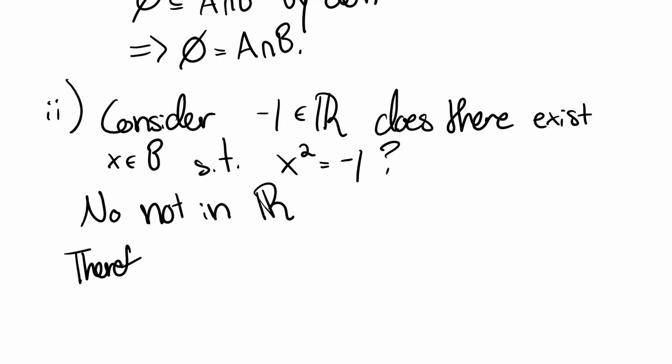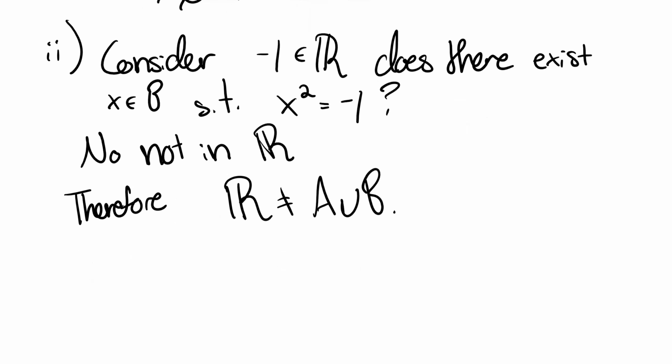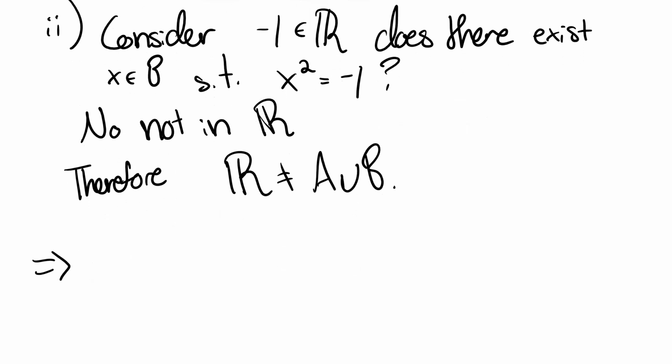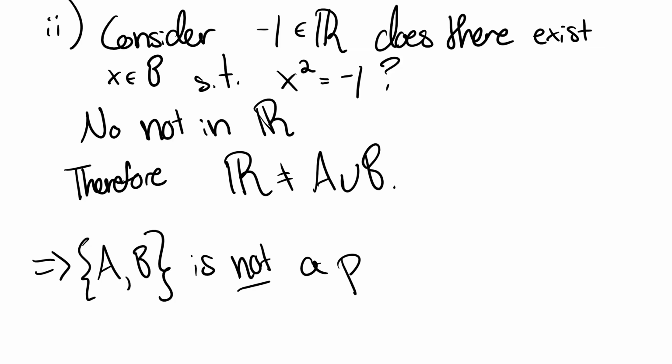Therefore, R does not equal A union B. This means that A and B are not a partition of the reals. Boom, roasted.